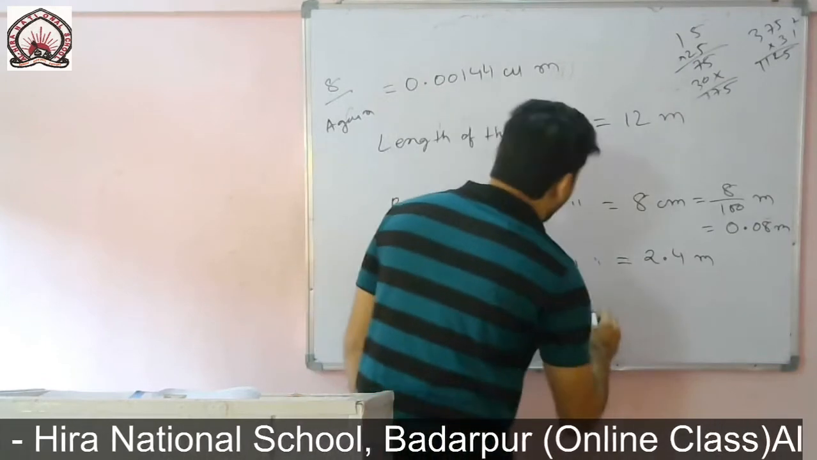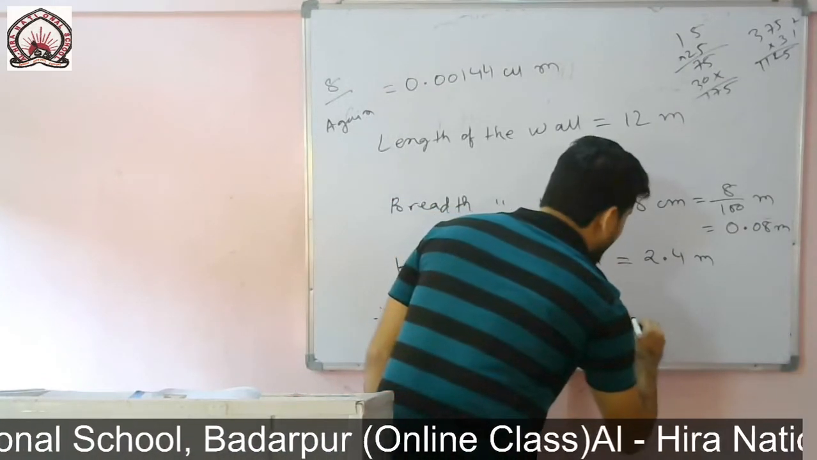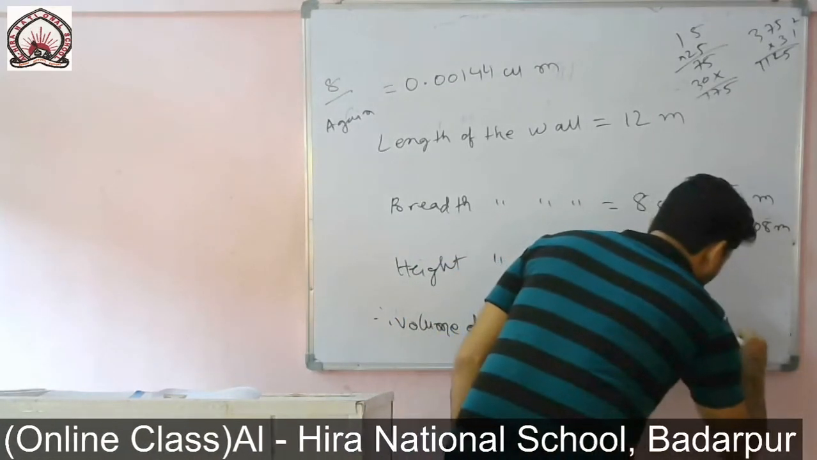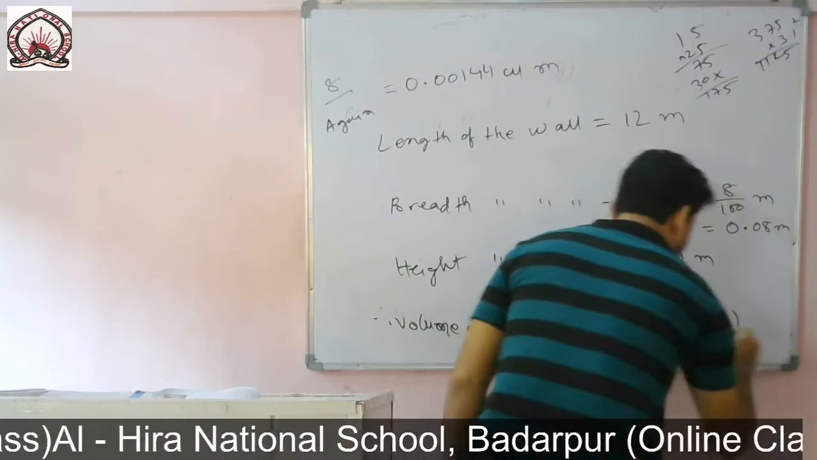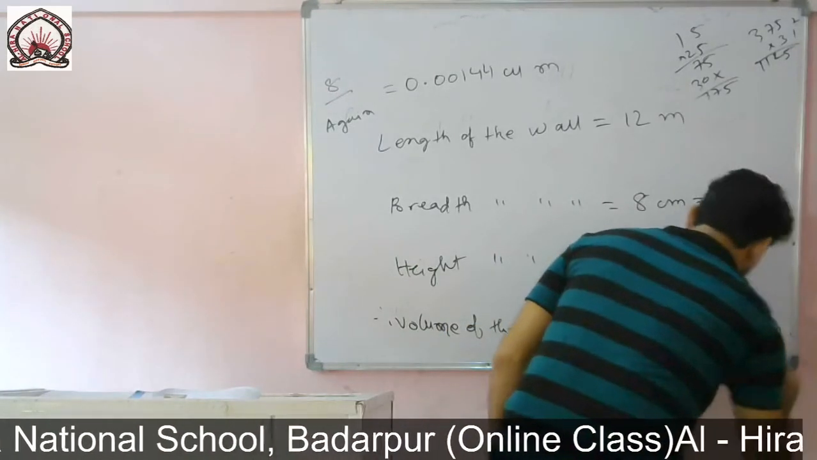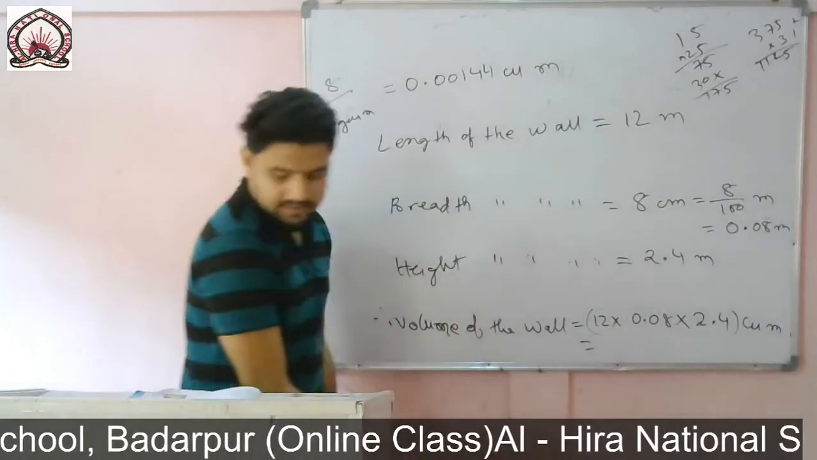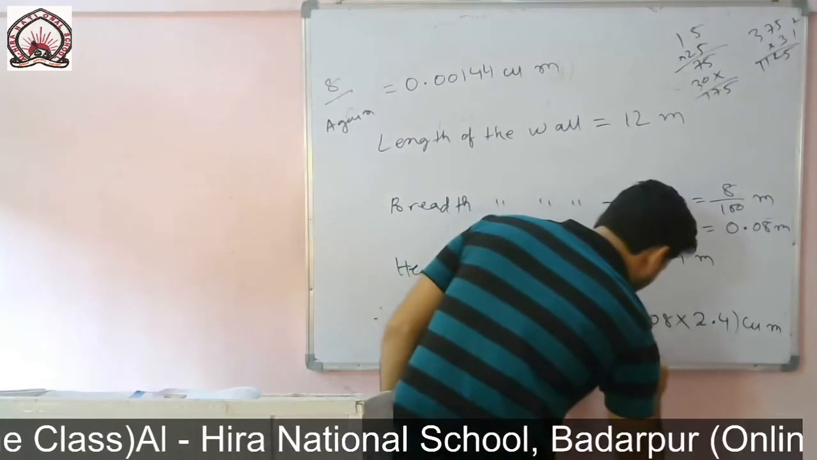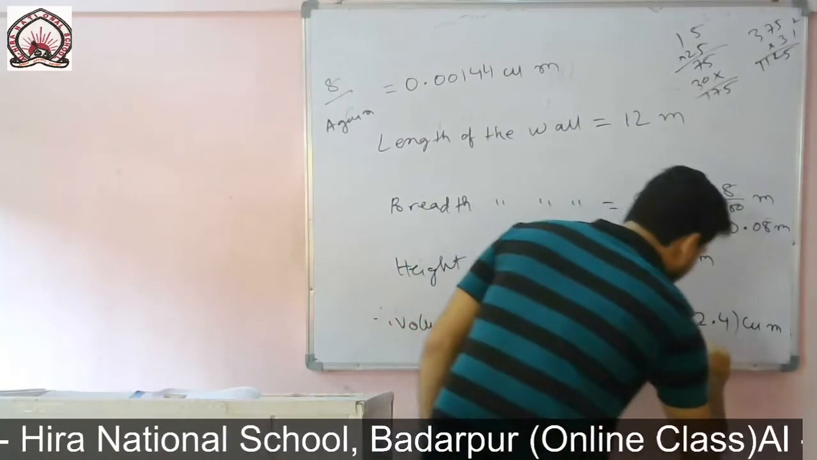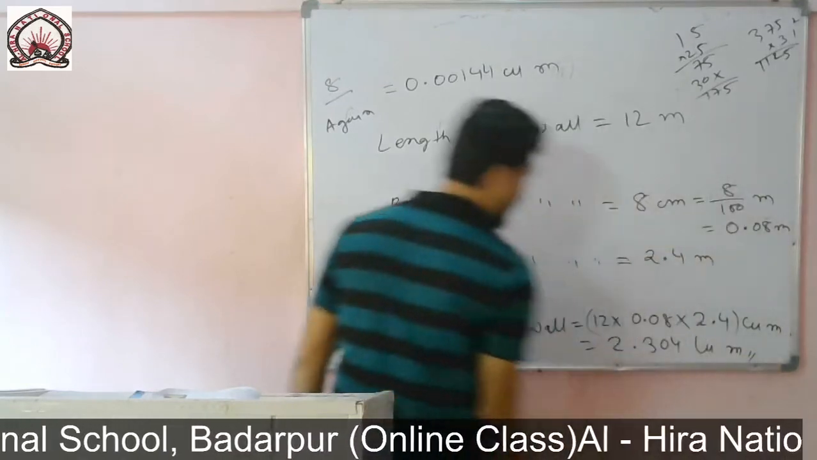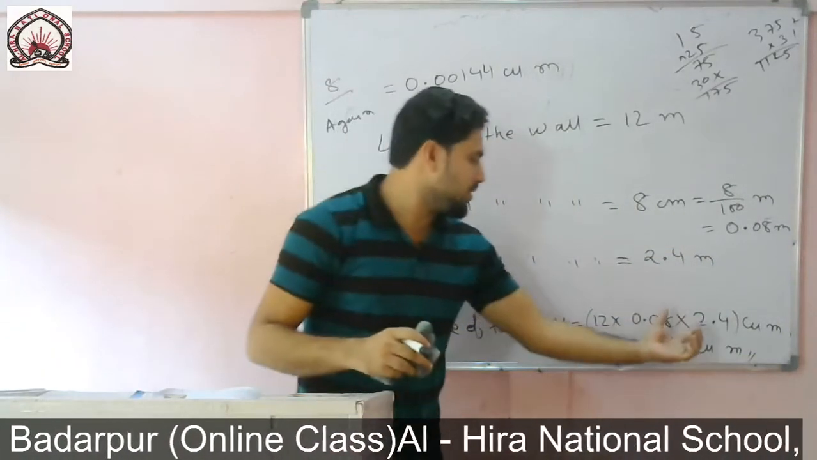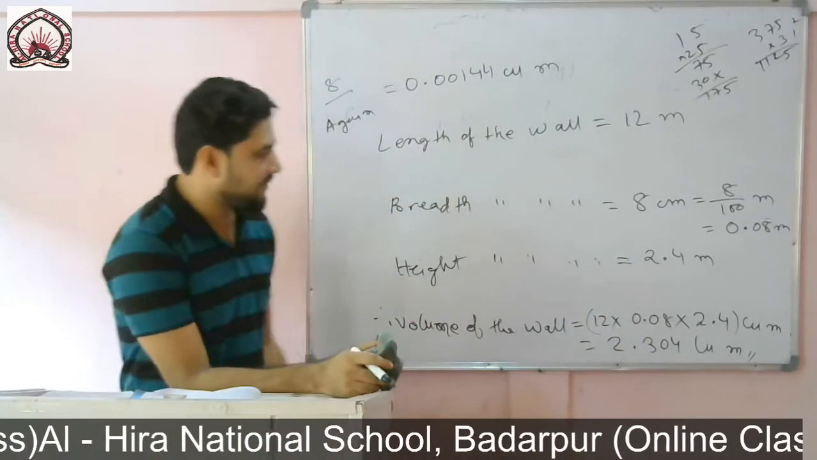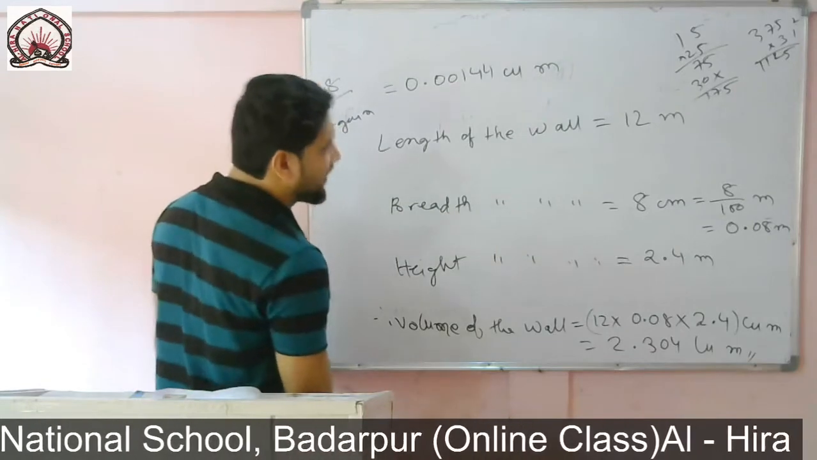Okay, so volume of the wall equals to what? 12 into 0.08 into 2.4, okay, cubic meter. So if you multiply all, you'll get 2.304 cubic meter. Okay, you multiply at your home. You know how to multiply decimal numbers. We have done it in chapter number 10. Okay, so 2.304 cubic meter.